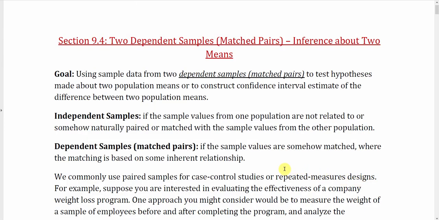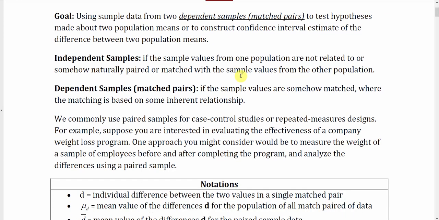Hi, in the last video we talked about two independent samples and how to conduct hypothesis testing when we are given two independent samples. In this section we focus on two dependent samples, or matched pairs, and how to conduct the claim for that. Okay, so just a quick recall.